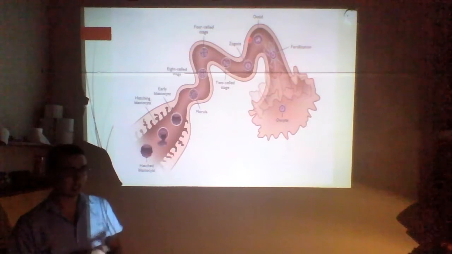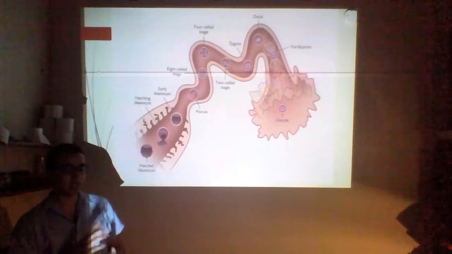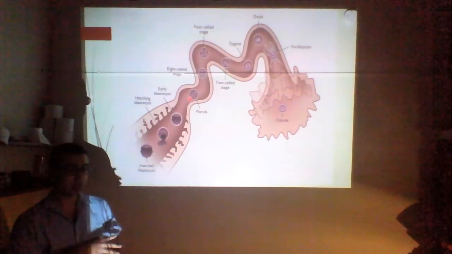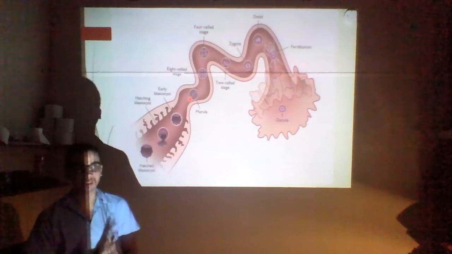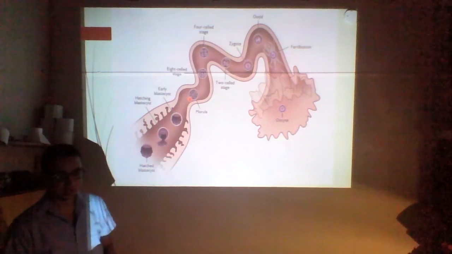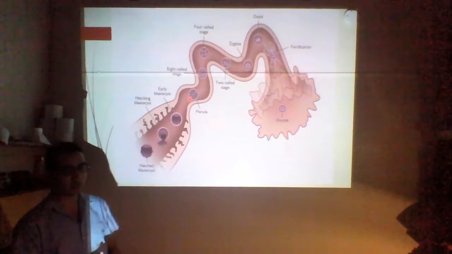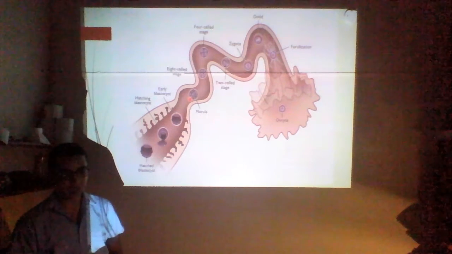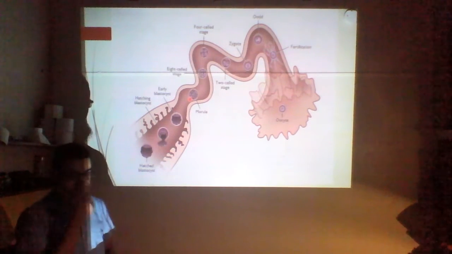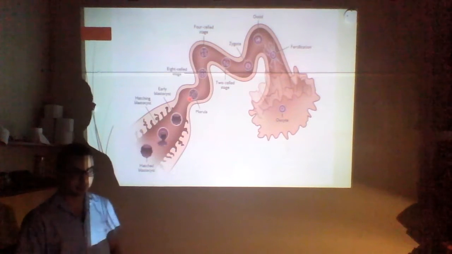The morula is composed of 16 or 32 cells, and then we have the early blastocyst, and then it gets out of the zona pellucida, and we have the hatching blastocyst, and then finally the hatched blastocyst.